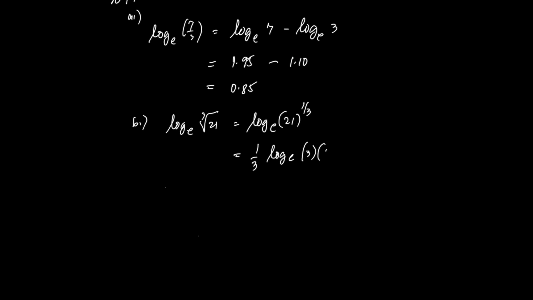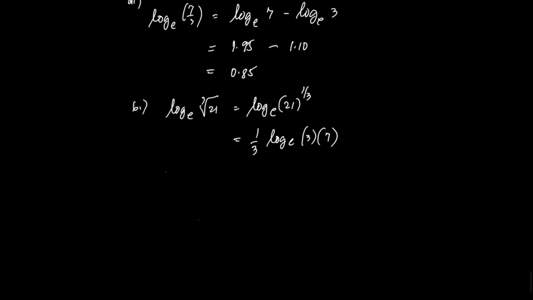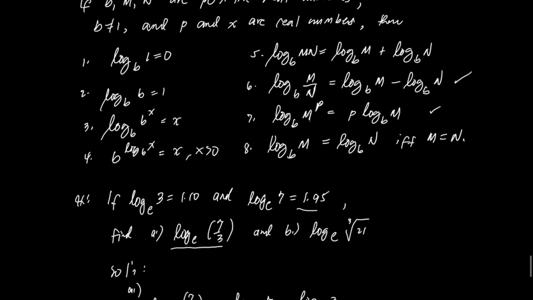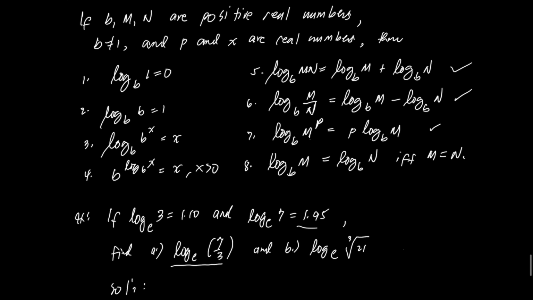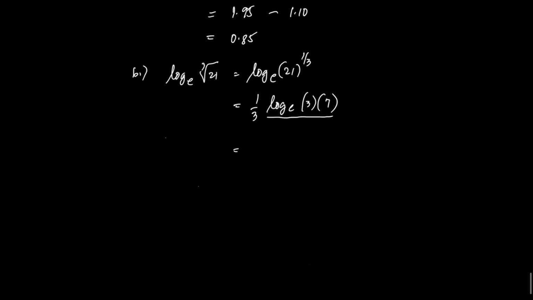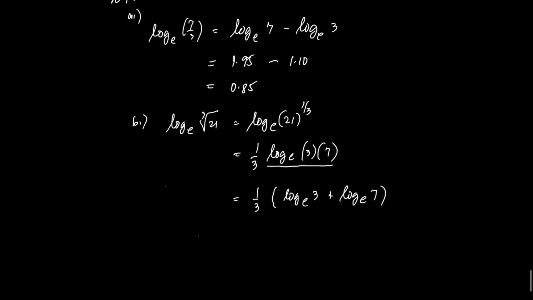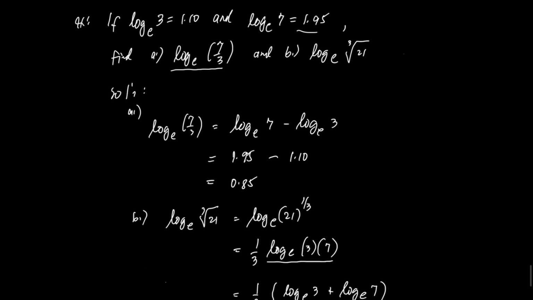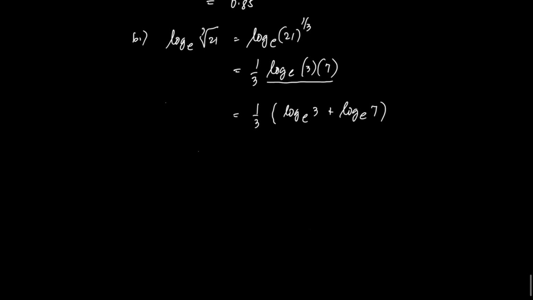Since we do not know what the log to the base e of 21 is, we can express 21 as 3 times 7. Now, this log to the base e of 3 times 7 is a multiplication. So we can apply property number 5. So we have 1/3 of log to the base e of 3 plus log to the base e of 7. Now, since we have log to the base e of 3 and log to the base e of 7, we can just substitute. So this is 1/3 of 1.10 plus 1.95. Everything is 1.02.